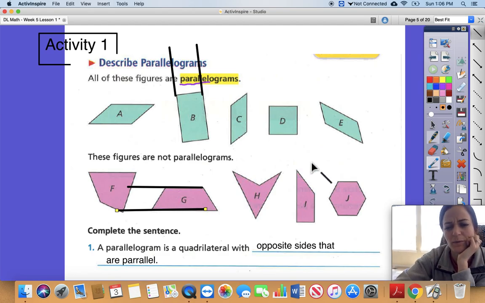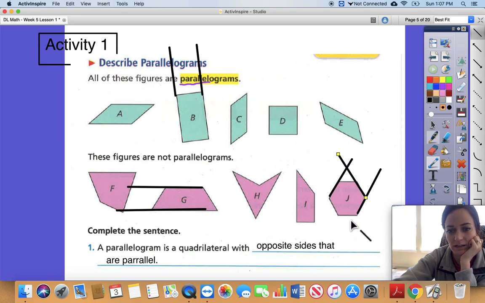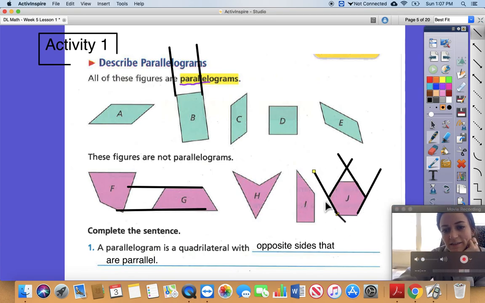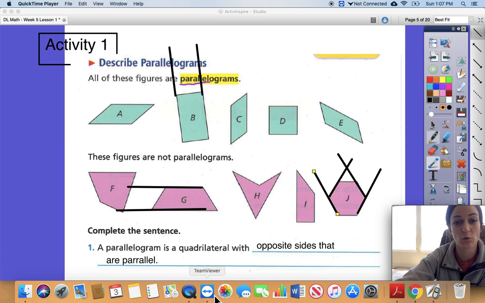But then if you look over maybe at J, this one is opposite and it's parallel. And these ones are opposite and they're parallel. See these two lines here? I wish I could make it a different color. These two sides are parallel, so this has two sides. Why isn't this a parallelogram? A parallelogram is a quadrilateral. So a quadrilateral means it has four sides.